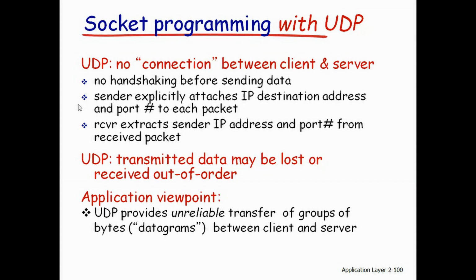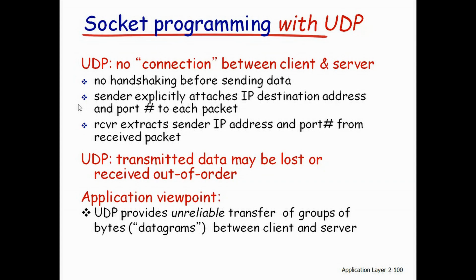And with UDP, transmitted data may be lost or received out of order. We know that because it is unreliable. So from the application point of view, UDP provides unreliable transfer of groups of bytes. That's called a datagram. That's why we call it a datagram socket between client and server.